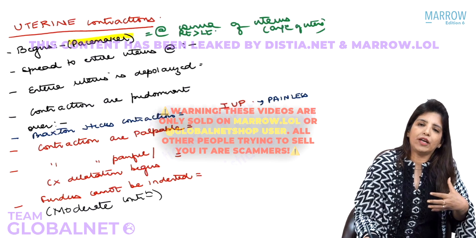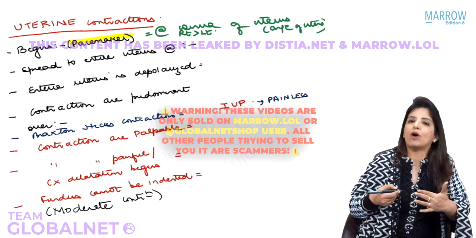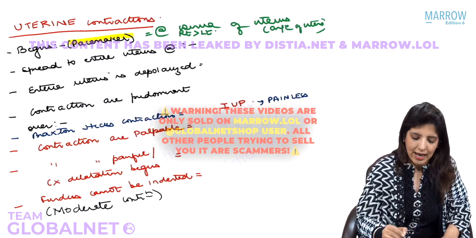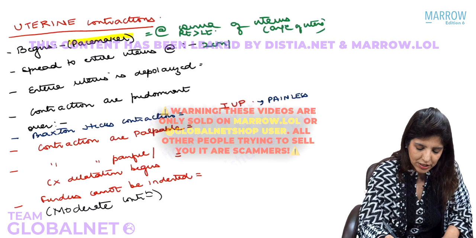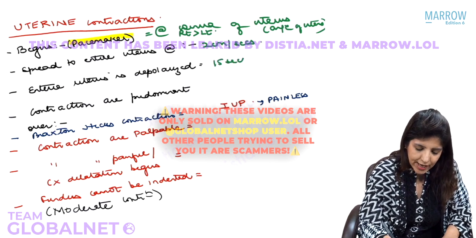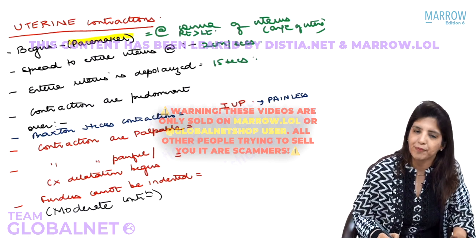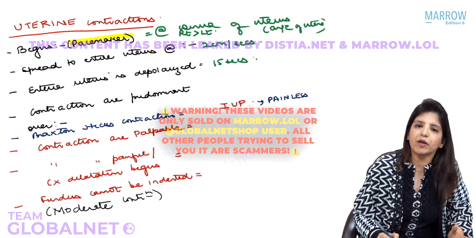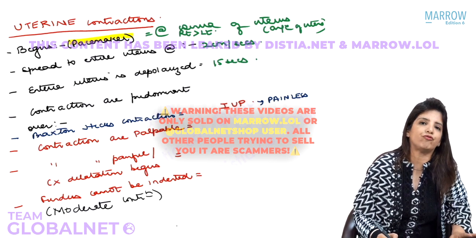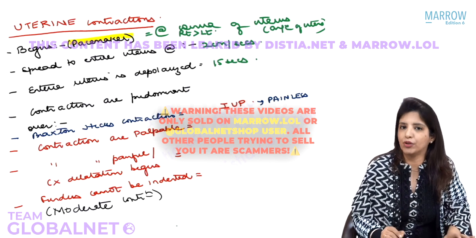So they are going to begin from the cornua of the uterus and then spread throughout the uterus. And this spread is going to be at a rate of 2 centimeters per second. Within 15 seconds, the entire uterus will be depolarized. So the rate of spread of uterine contractions is 2 centimeters per second, and within 15 seconds the entire organ is going to be depolarized.